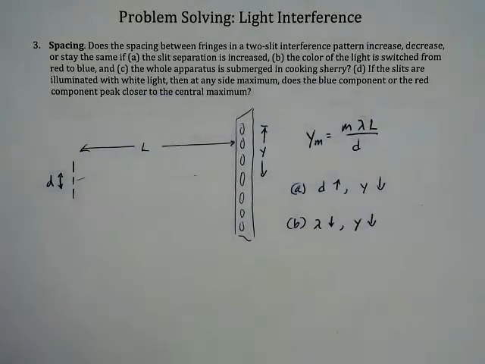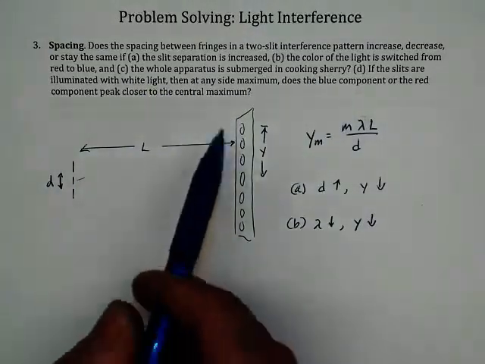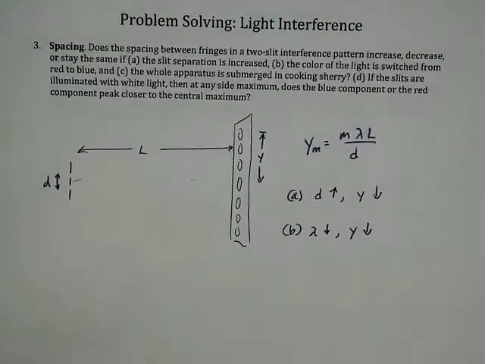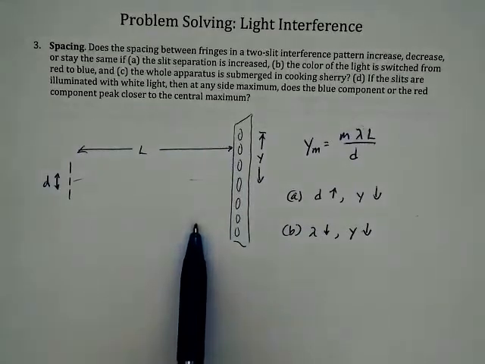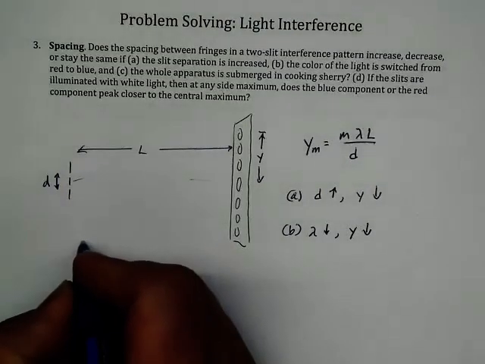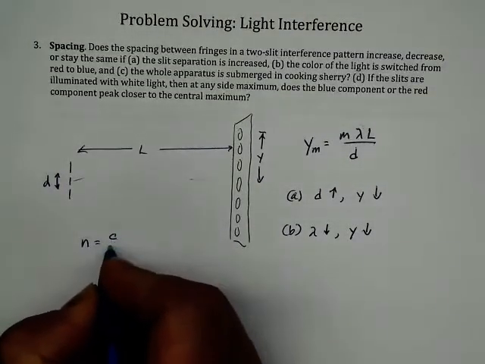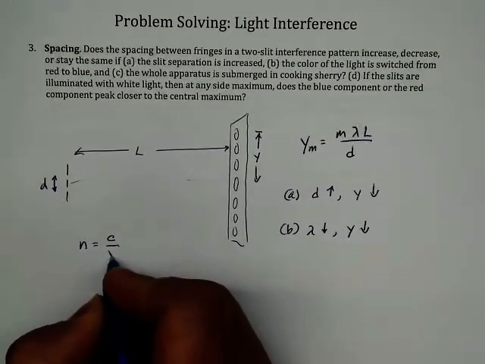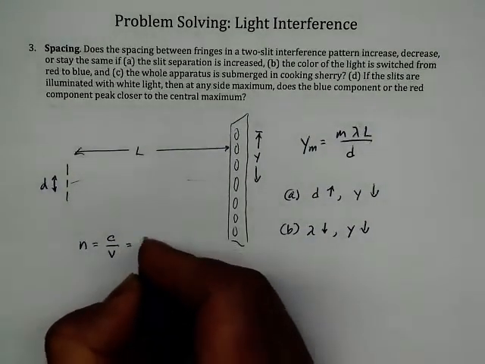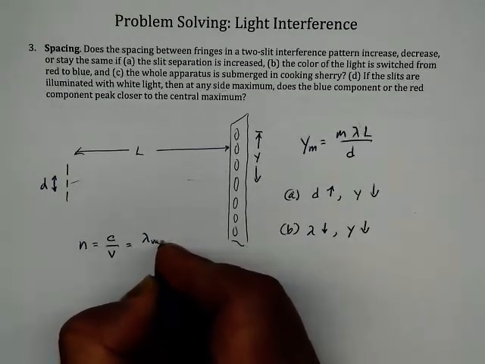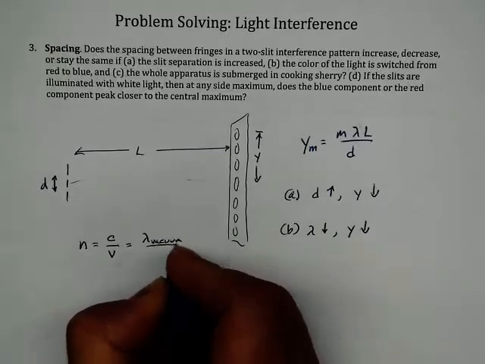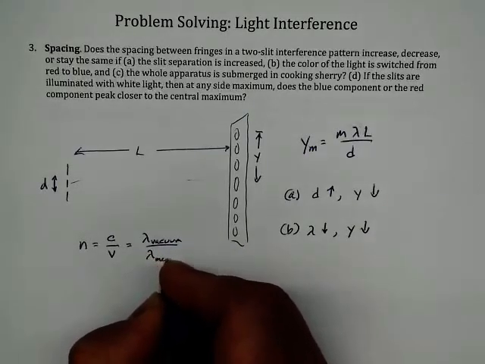The whole apparatus is submerged in cooking sherry. Well, if you dump this all in cooking sherry, I'm not sure why they chose that particular liquid, but any liquid is going to have an index of refraction that is higher than the index of refraction of air. We've shown elsewhere that the index of refraction, which is the ratio of the speed of light in a vacuum to the speed of light in some medium, can also be written as the ratio of the wavelength of light in a vacuum over the wavelength of light in whatever medium.